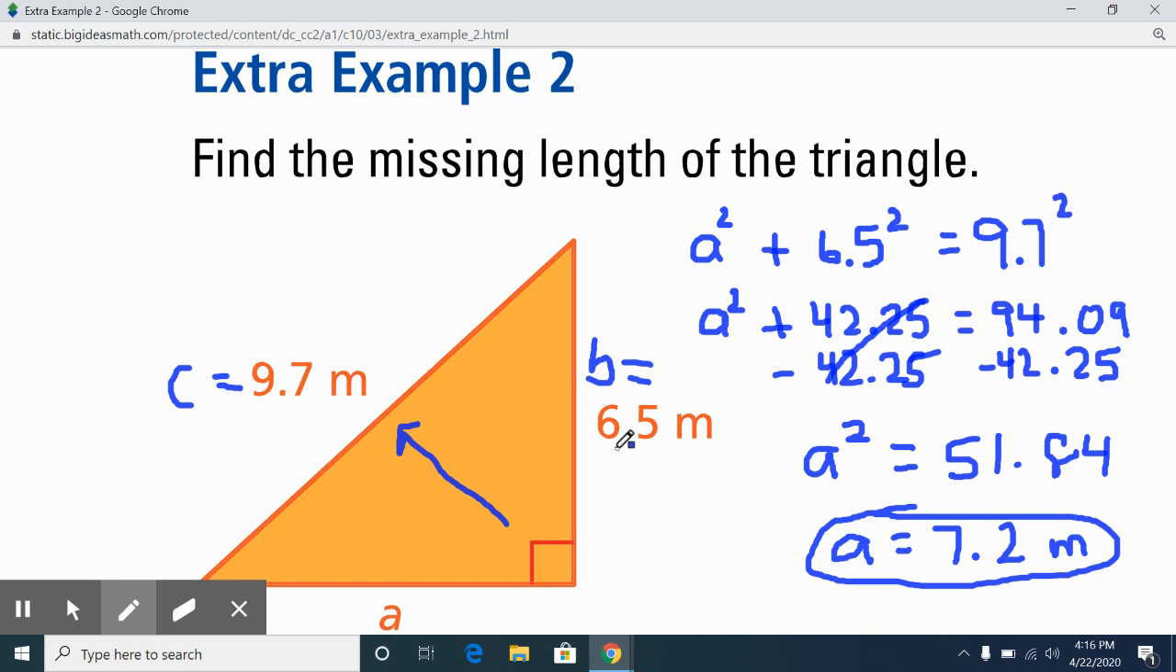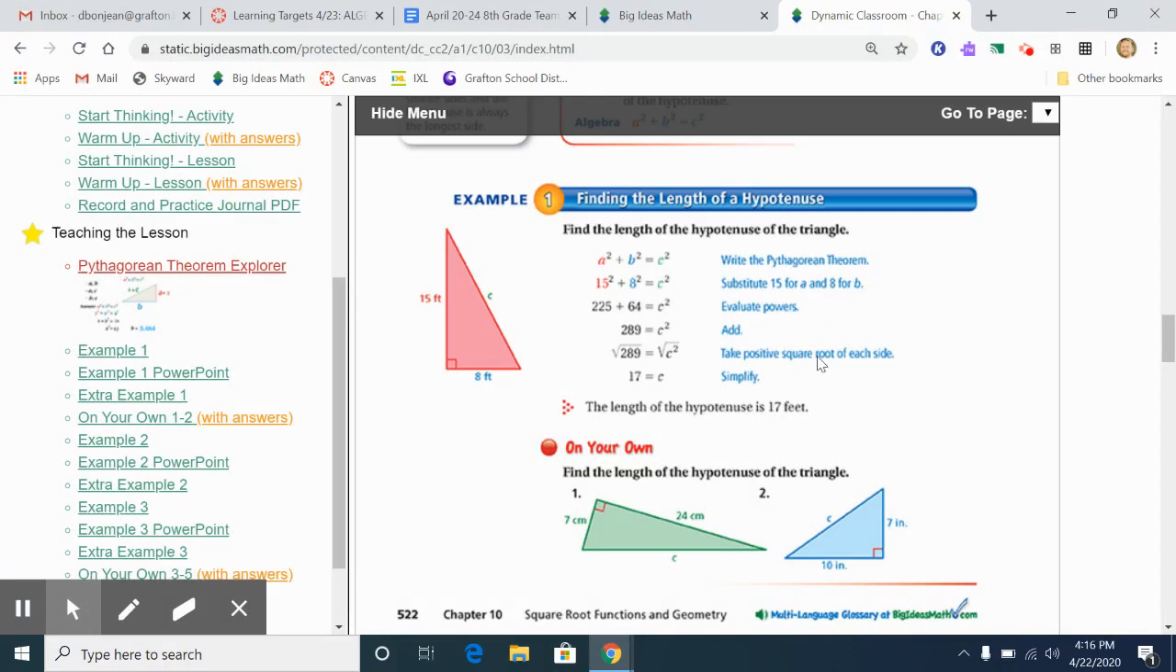So that's it for the lesson right there. Again, there are some different steps you need to take when finding the hypotenuse and when finding one of the legs. But that is the lesson. That should be review for you guys from last year.